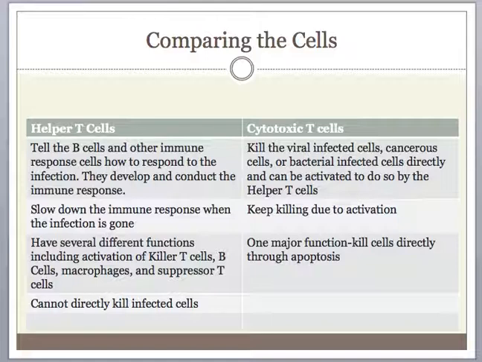So that shows how the helper T cells are very, very important when it comes to your immune system. And the cytotoxic T cells are still extremely important, but the steps that the helper T cells are involved in are so much more.